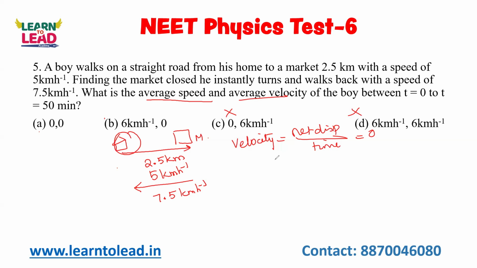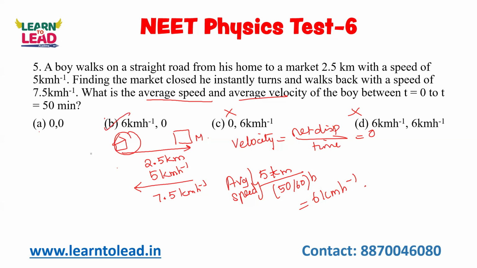Now you need to find the average speed. To find average speed, the total distance traveled is 5 km divided by time, 50 by 60 hour. So 6 km per hour is your answer. So option B is your answer.